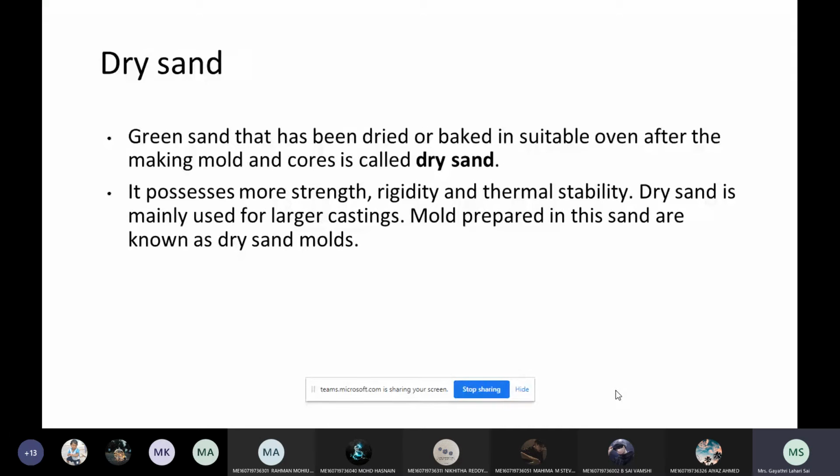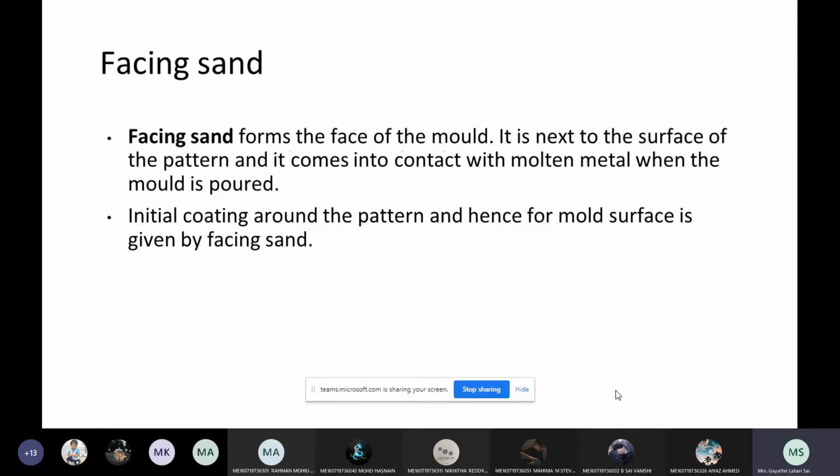Okay. Then dry sand, which has zero moisture content, which is being baked. Right, the strength of the dry sand will be more when compared to the green sand. As the sand is dried, the strength will increase. Right. Then this is a facing sand. This is for easy removal of the pattern from the walls of the cavity you manufacture. Right. So you will be sprinkling it, and you will maintain a certain surface thickness onto the pattern.